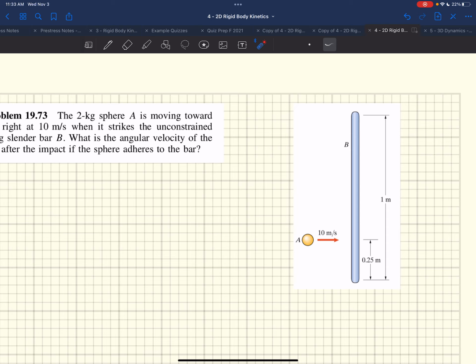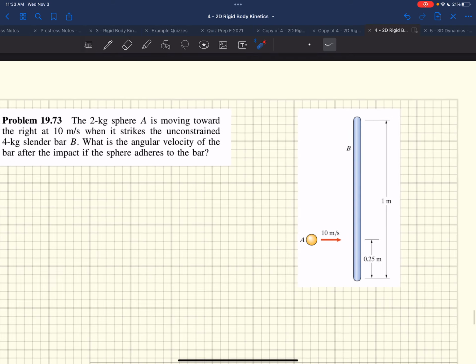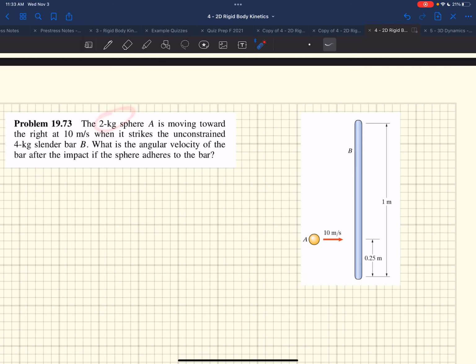Reset. Angular momentum is conserved about any point on this bar, and linear momentum in the x and in the y is conserved because there is nothing restraining it. It's completely unrestrained, so you solve it just like the other one. Where it gets complicated again is that you can't just assume this is equal to 0. Once the 2 kilogram sphere strikes and sticks to the 4 kilogram bar, it's still going to play a role, okay?